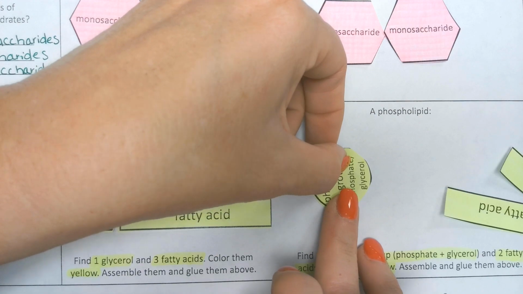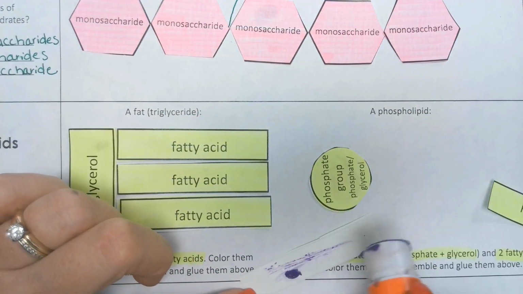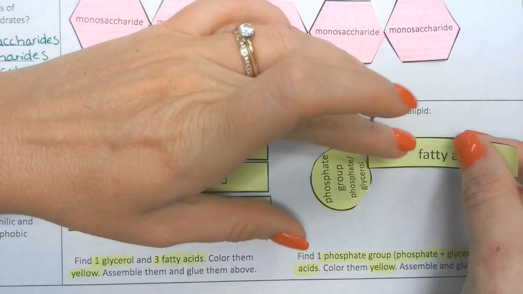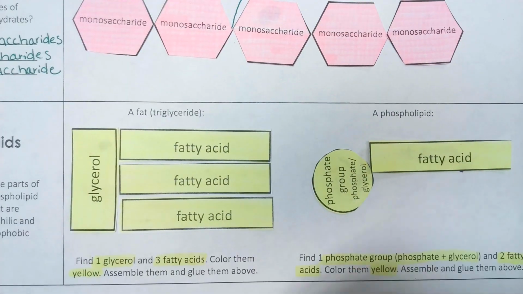So I'm going to have to do this sideways. So my phosphate group goes here. And then 2 fatty acid tails coming off the side.